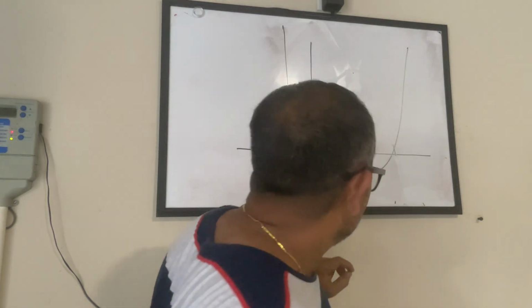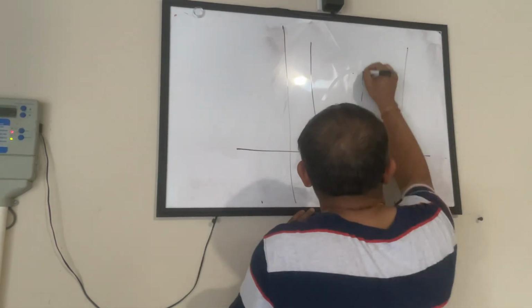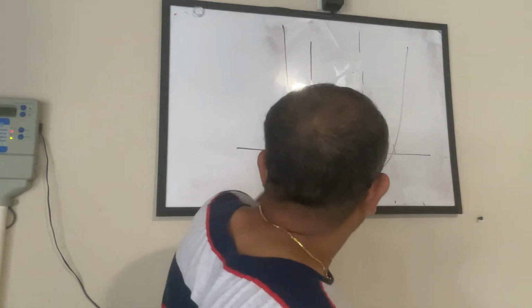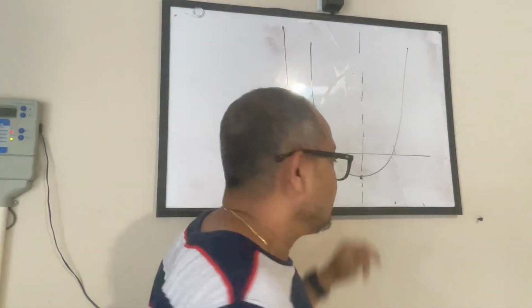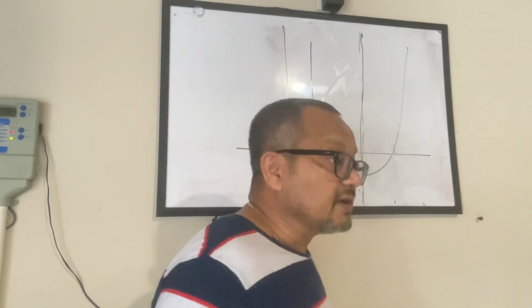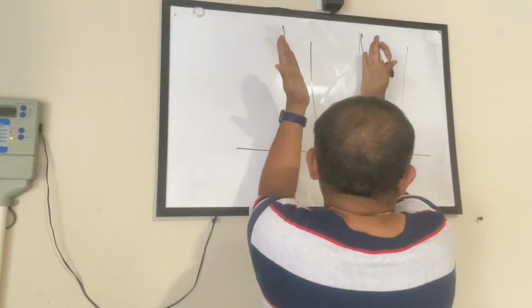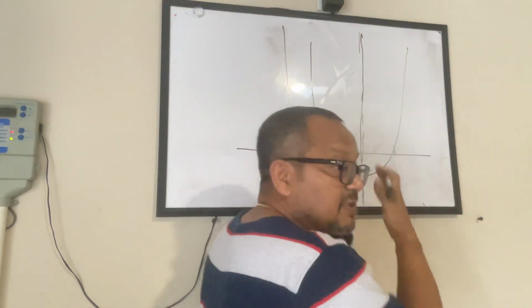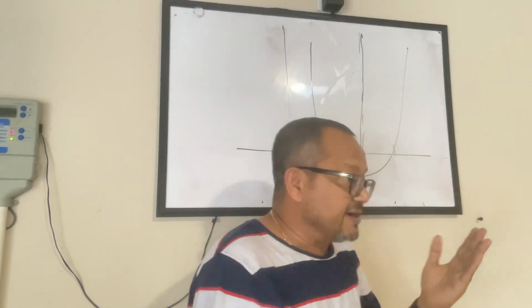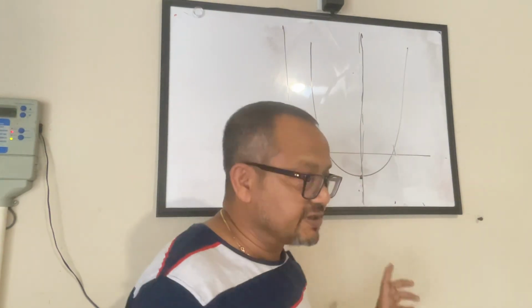Now, you draw a line from here, a straight line, but parallel to the y-axis. Do you know what this line is called? Line of symmetry. Why? Because it divides the parabola into two equal parts, or creates two mirror images of each other. So this is called the line of symmetry.